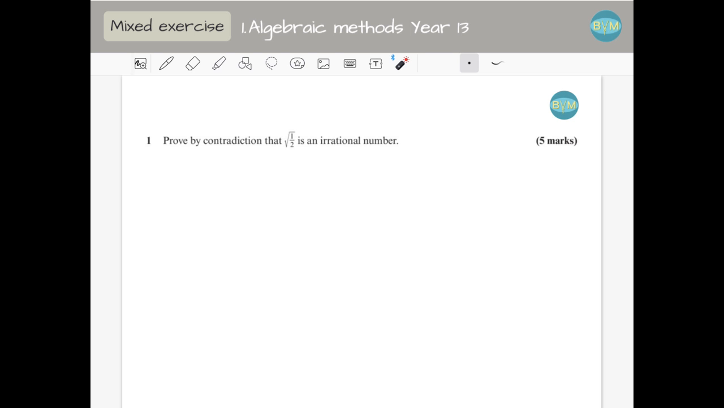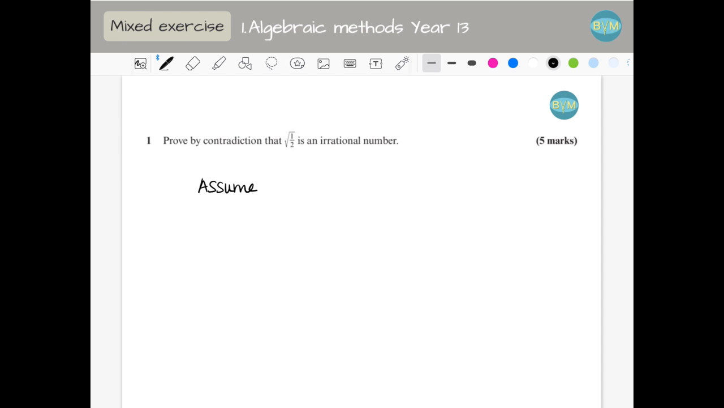Hello, this is question 1 on your mixed exercise 1 from year 13, and you have to prove by contradiction that root of 1/2 is an irrational number. Remember, when we prove by contradiction, we are going to assume the opposite and see that that's not possible, that there is a contradiction with that, yeah?